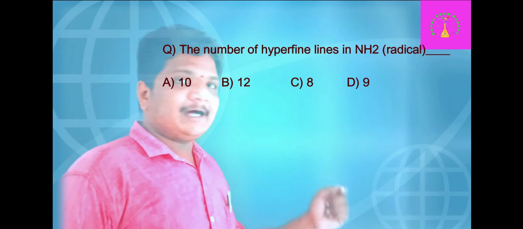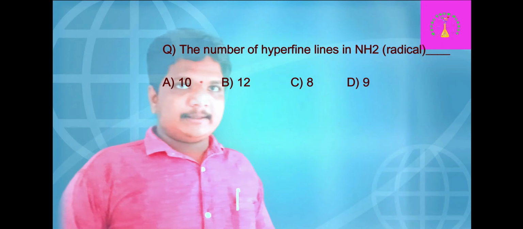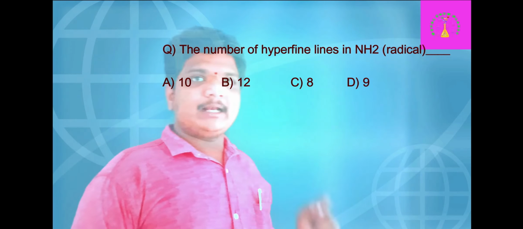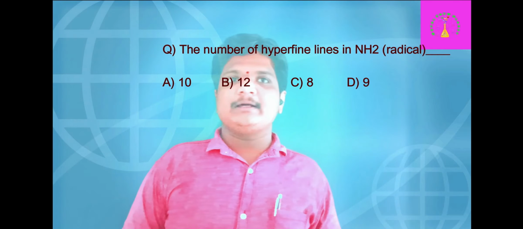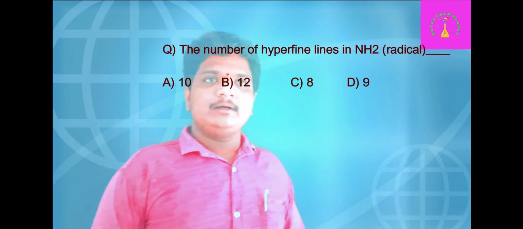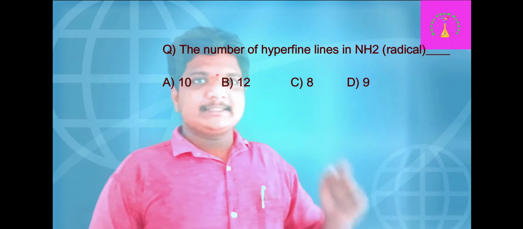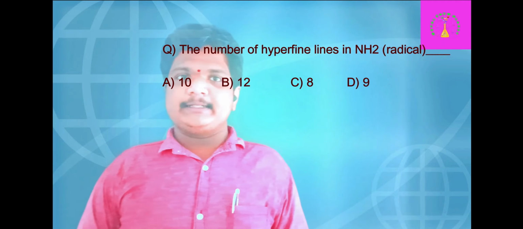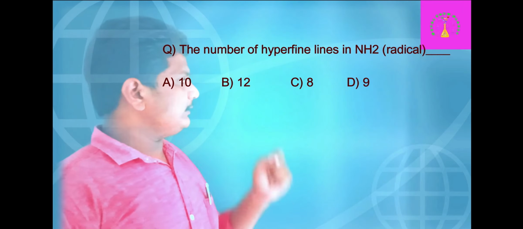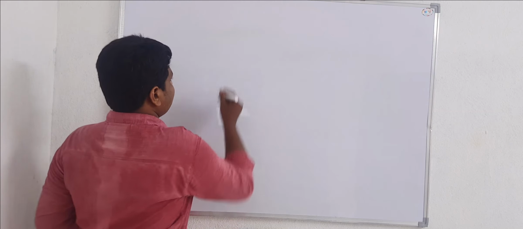The number of hyperfine lines in the NH2 radical. Here they are asking for the number of hyperfine lines in the NH2 radical in the ESR spectrum. Option A is 10, option B is 12, option C is 8, and option D is 9. Let us solve this. Here they are asking about the NH2 radical.